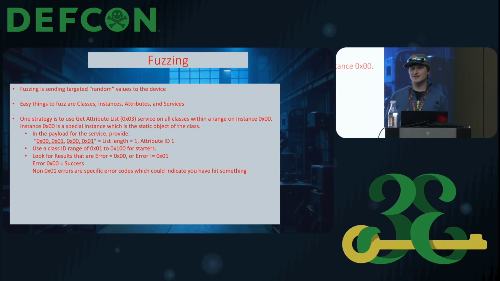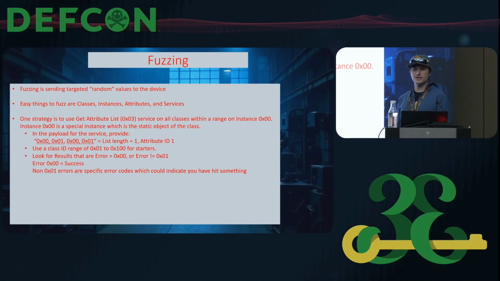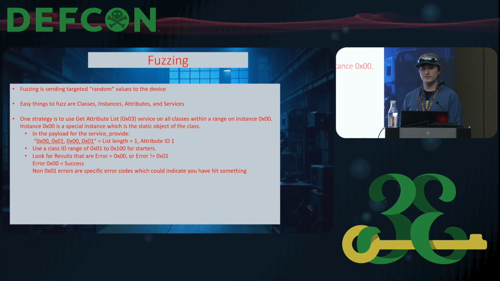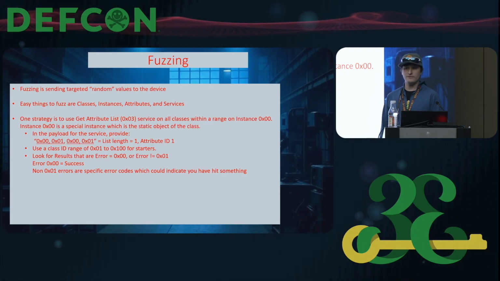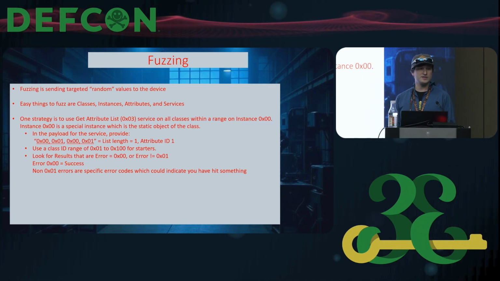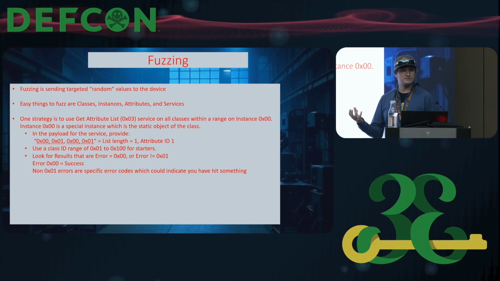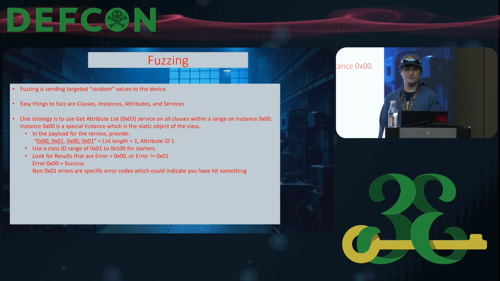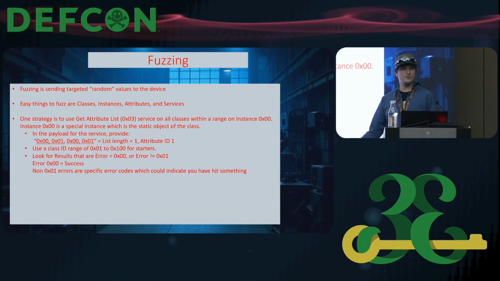Fuzzing is when we send targeted random values to a device through the protocol. So we talked about how we have these ID numbers for classes, instances, attributes, and services. They're just numbers. What if we selected some number ranges and just sent requests where we said, hey, I want to send a specific service. Maybe I'm going to use the get attribute list service, service 3, on every instance 0. An instance 0 is the singleton or static instance of a class. And I'm going to say do it on every instance number between X and Y. I'm just going to see what I get back.